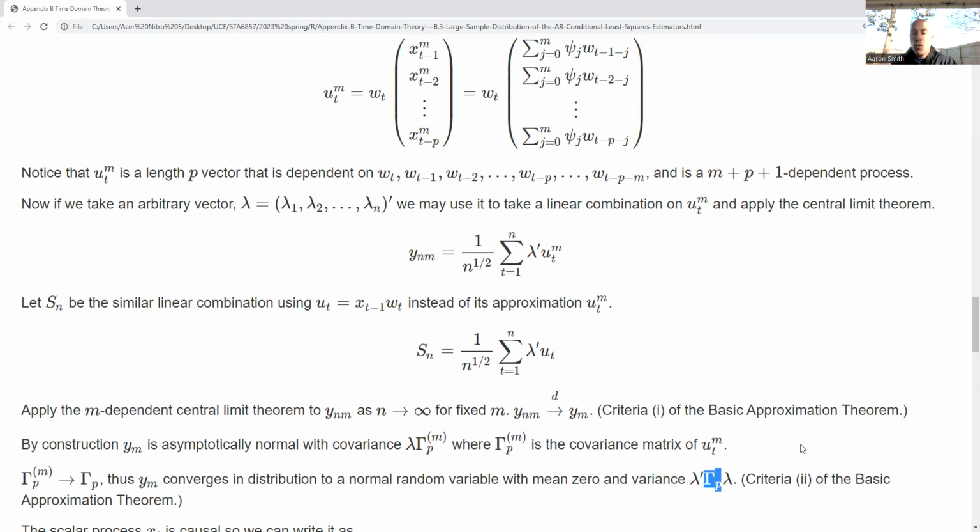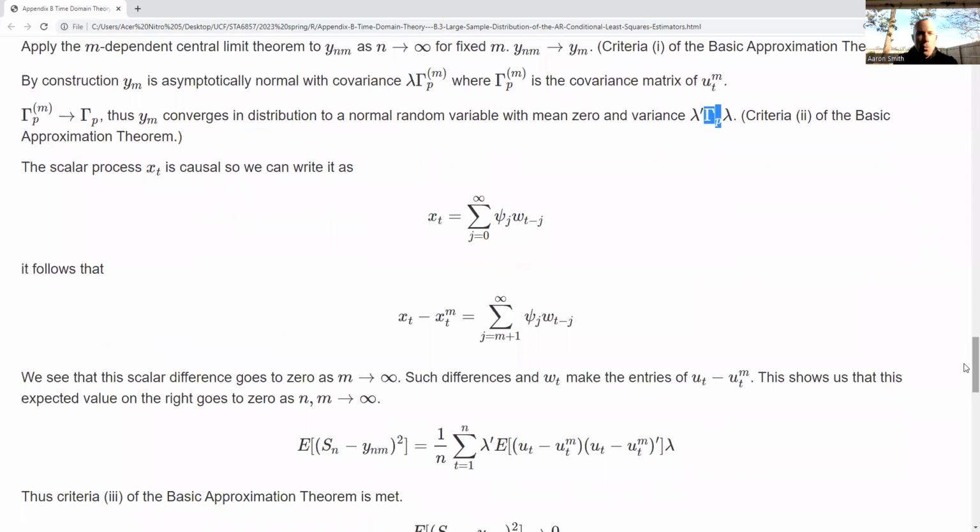All right, so now this gets us to the second criteria. So we've met the first and second criteria of the basic approximation theorem. Remember, I said there are 3 bridges, and we've made it through 2 of them. Let's make it to the last one.